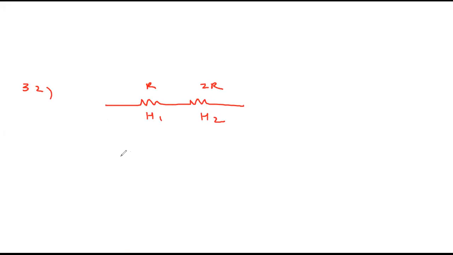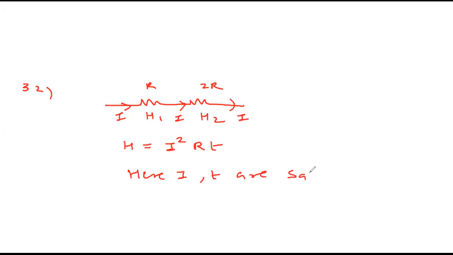Series में what is same? Series है तो क्या same रहेगा throughout? Very good. Current. Current same. तो अगर इसमें करंट 1 सेकेंड तक गया तो इसमें भी 1 सेकेंड तक जाएगा ना? मतलब टाइम भी सेम हो गया क्या? Yes. What is heat formula in terms of current? I square RT. Here I comma T are same.